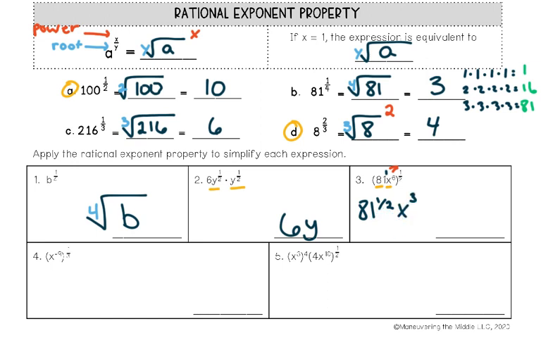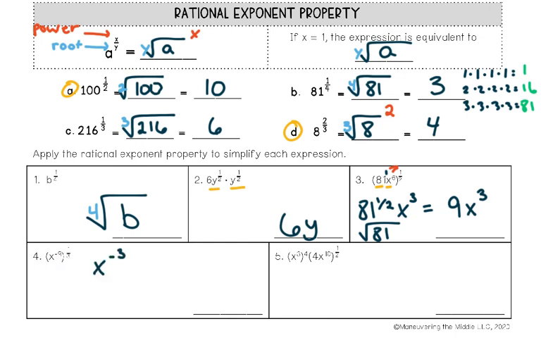Are we done simplifying? No, and hopefully you realized that taking the square root of 81 is the same as taking it to the power of 1/2, which makes 9, and then just keep that base x with the exponent of 3. This is fully simplified. Go ahead and look at number 4 and apply the power rule. Press play when you're ready to check.